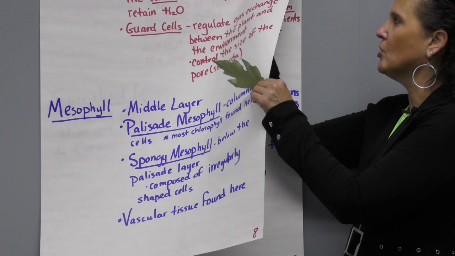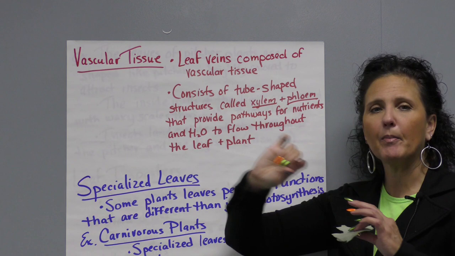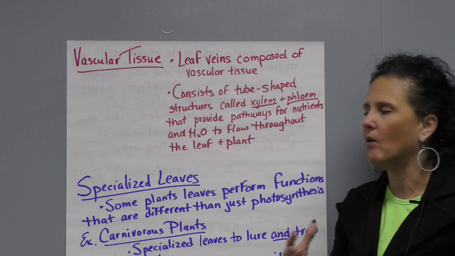The vascular tissue, the leaf veins, are composed of different structures. They are tube-shaped. They look like a long paper towel roll. And then they have those, they're called xylem and phloem. And those provide pathways for nutrients and water to flow throughout the leaf and plant. These two, xylem and phloem, carry those nutrients.